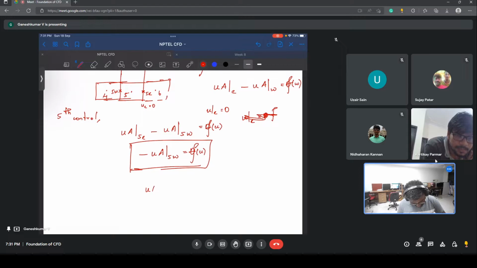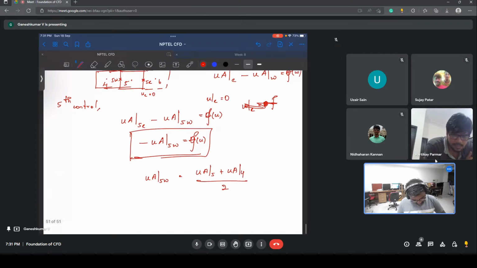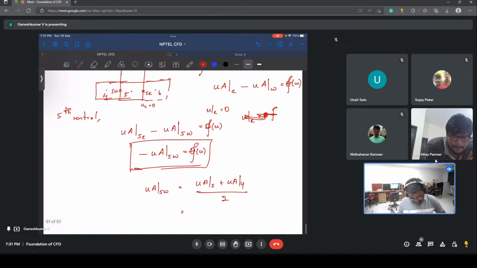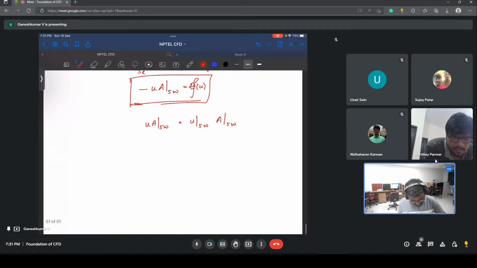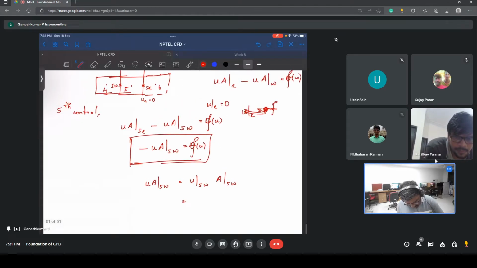u at phi west to be equal to u a at phi minus u a at 4, divided by 2, right? Now, there is no area at phi, so actually you will keep this as u phi, and this will simply be west only. Or let me rewrite this. Write as u at phi west, a at phi west. You need to know the area at phi west. This part you need to know.